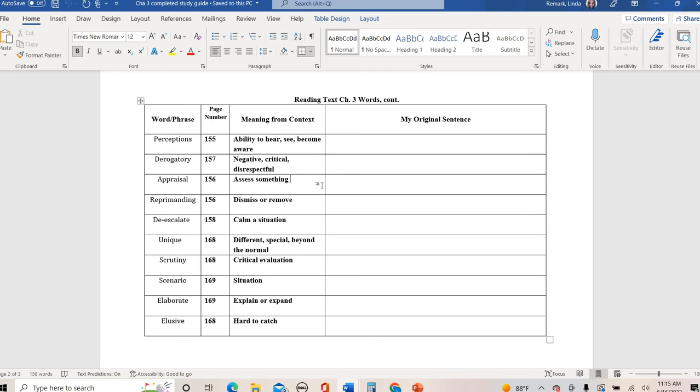You might hear this most often with maybe a home appraisal to see how much it's worth. Now, when we talk about appraisals, it's not always money related, but oftentimes that is the context you hear it in.